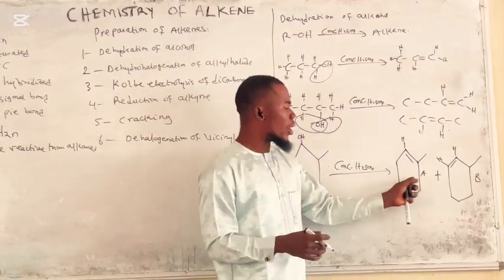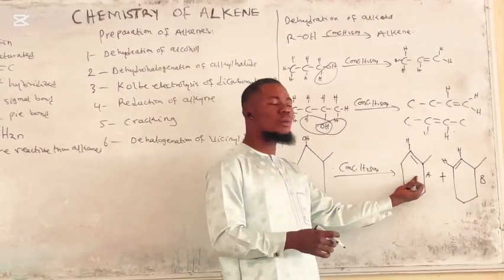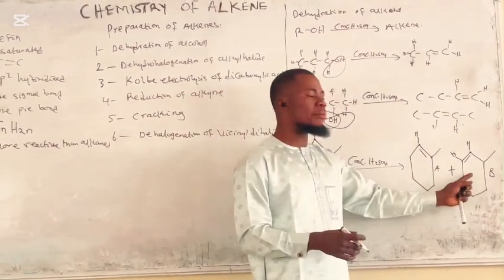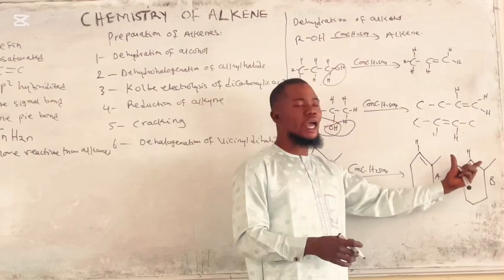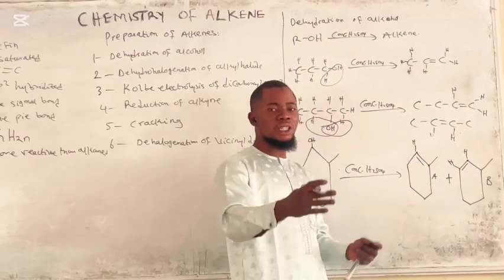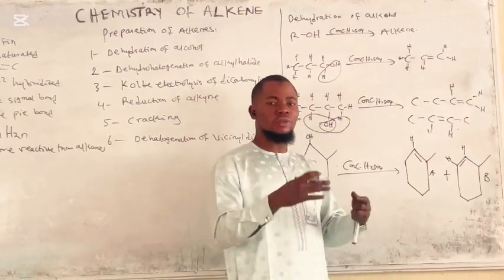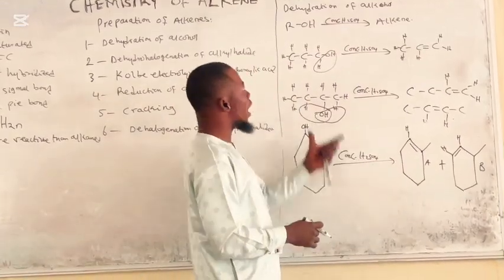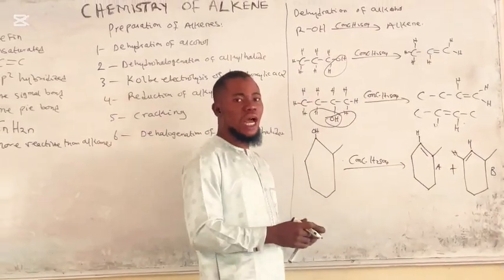So from here, our compound A is our major product because it has only 1 hydrogen, whereas compound B here is our minor product because it has 2 hydrogen. Those with higher hydrogen are the minor product, whereas those with fewer hydrogen are the major product. So this is how you can prepare alkene from dehydration of alcohol.